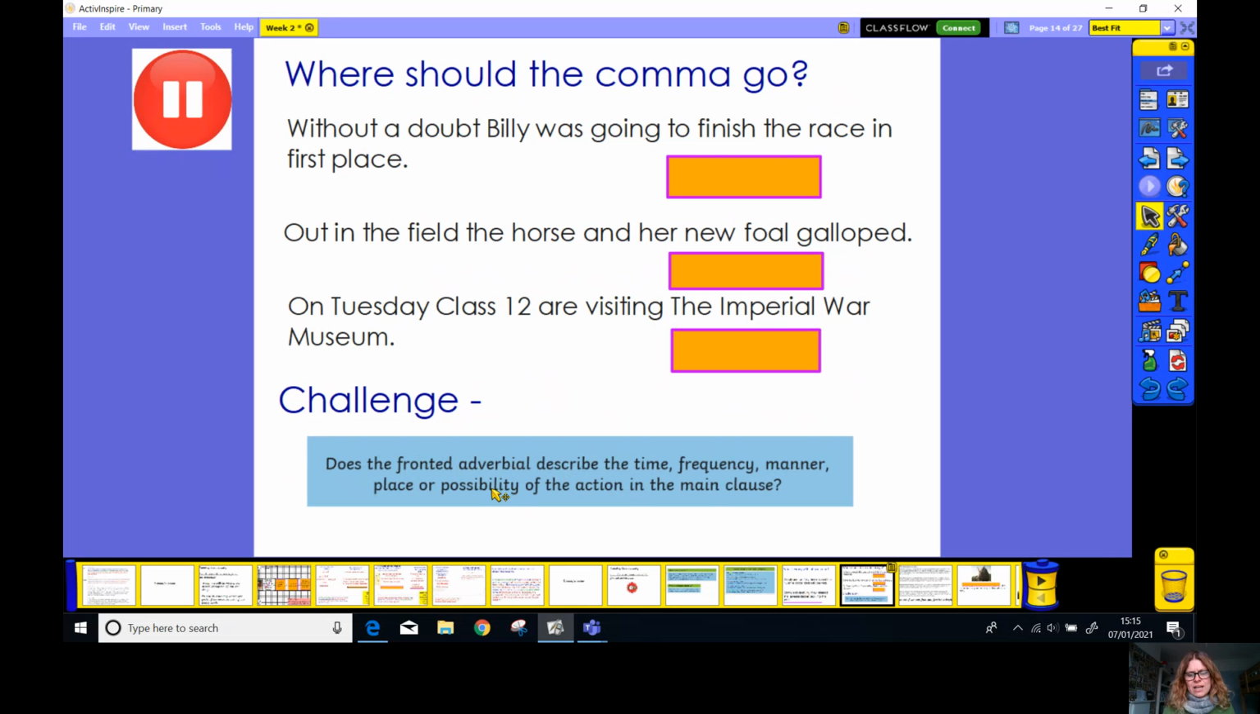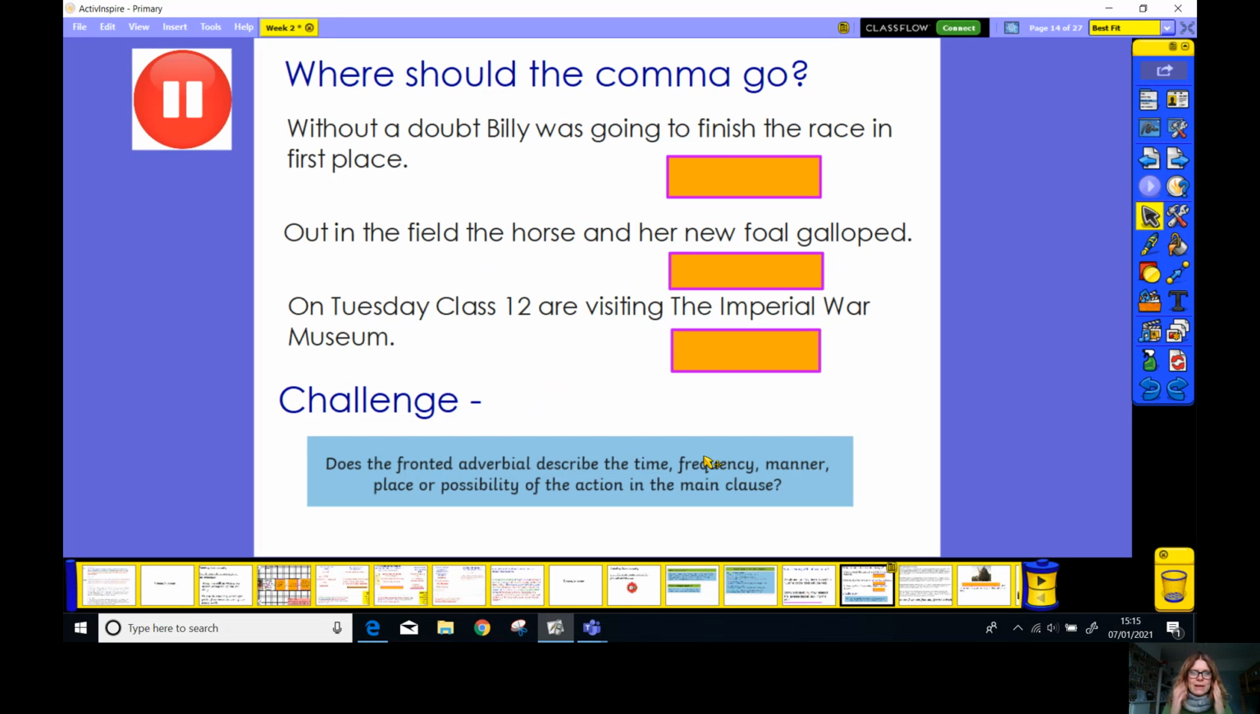Then, as a challenge, can you find out what type of adverbial these are? Do they describe the time, or the frequency, or the manner, the place, or the possibility of the action? Now remember, there's going to be a different one hidden under these boxes here. So pause the video, write out the sentence and put the comma in, and then have a go at the challenge.